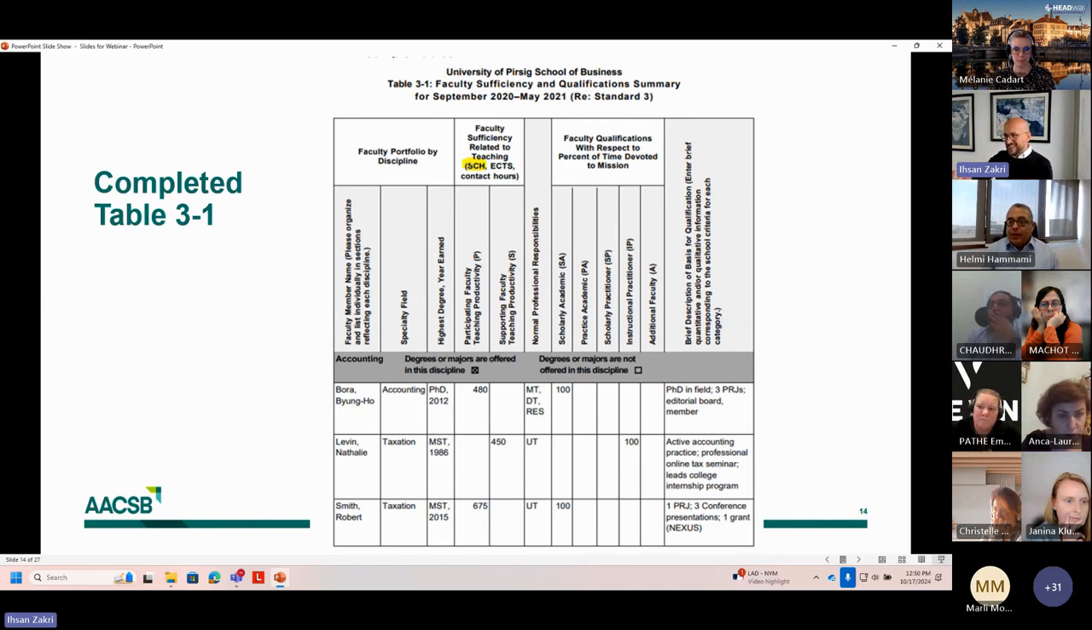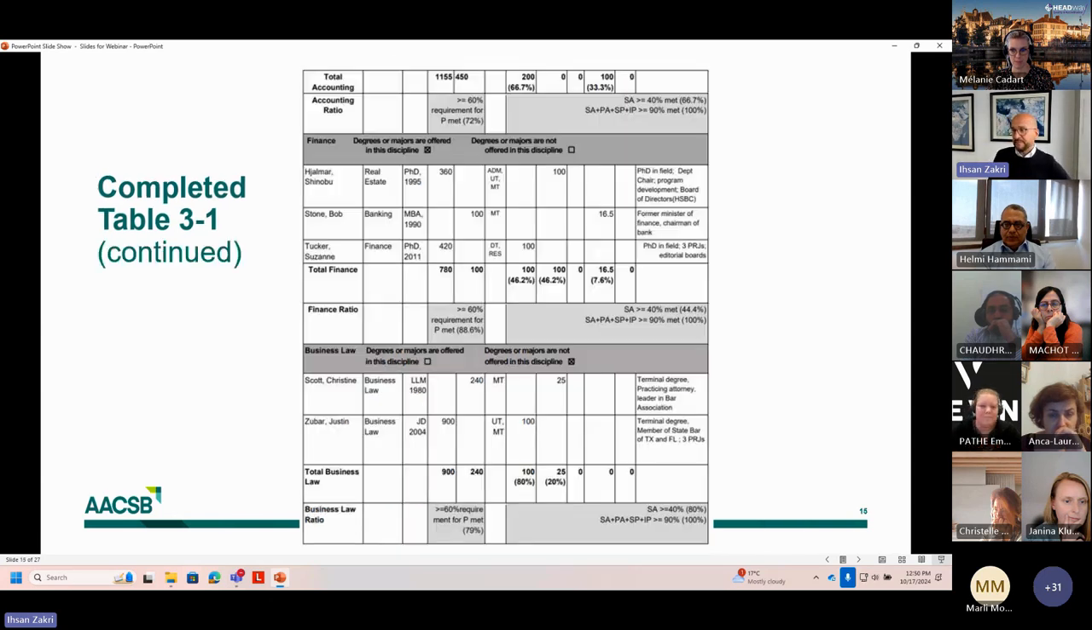And here you see how they highlighted why this individual is in this category, that it is SA, which is 100% in this case for all three categories that they highlighted. So they have a PhD, three PRJs, a tutorial board member, which is captured in the definition. If I look back at the definition, then it's correct. It's SA because it matches the definition that they have.